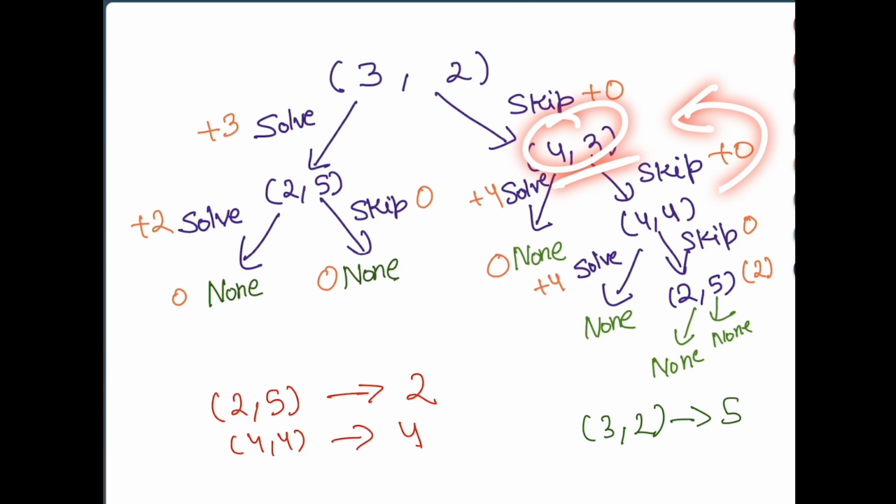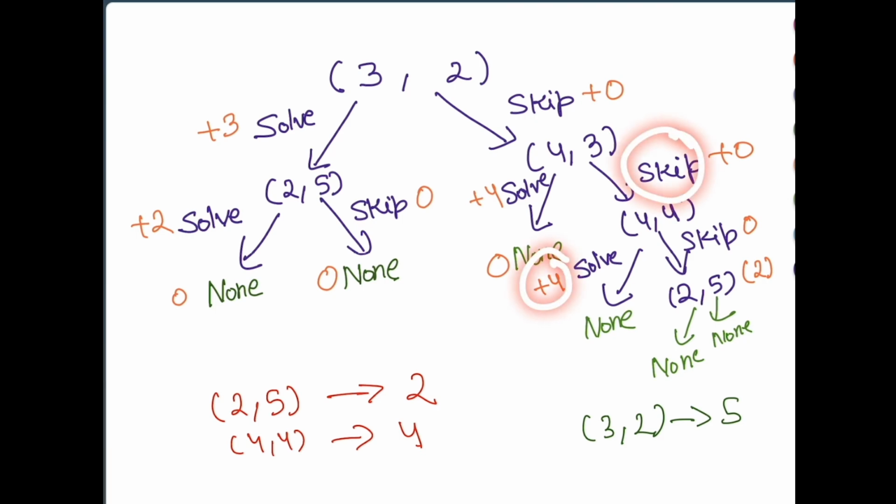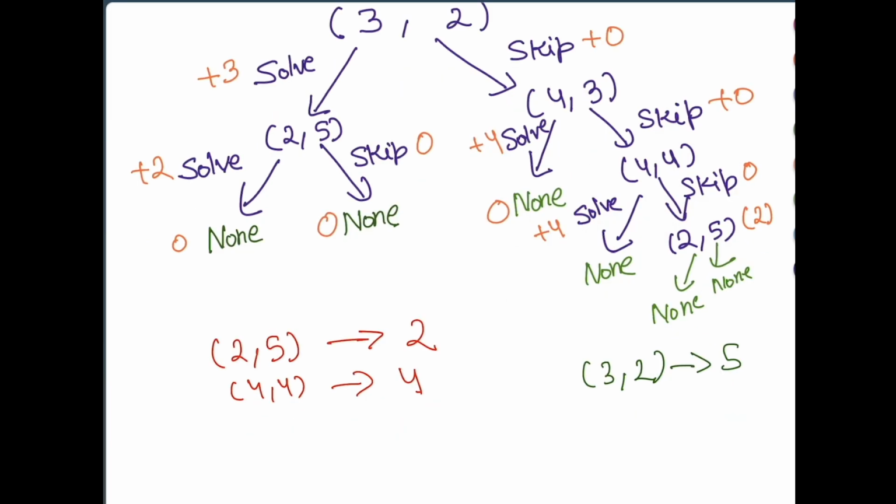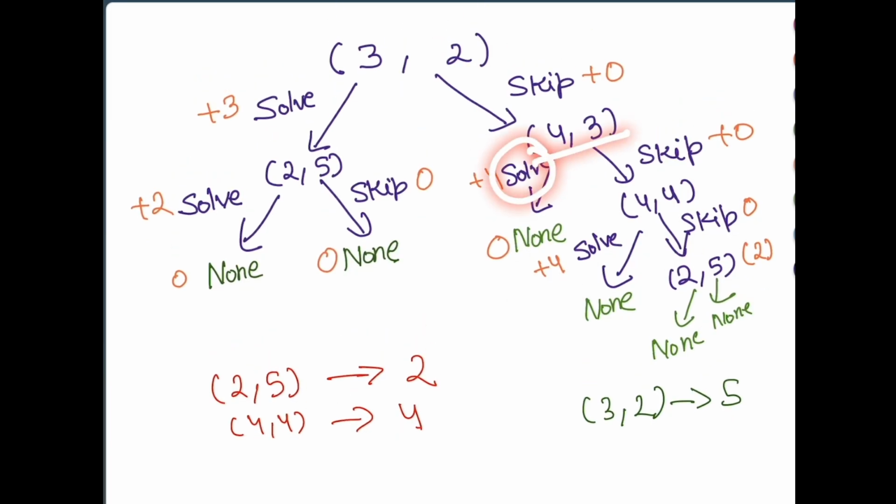So 4 comma 3 will see that if it solves the question, it is getting 4 points, and if it skips the question, the maximum it can get is 4. The reason is, if you skip it, you have the chance to solve 4 comma 4, and in 4 comma 4, the maximum value you can get is 4. So now the choice for 4 comma 3 is either solve it or skip it. You can do both because you are getting 4 points in both the cases. So in this case, 4 comma 3 will have a maximum point of 4.